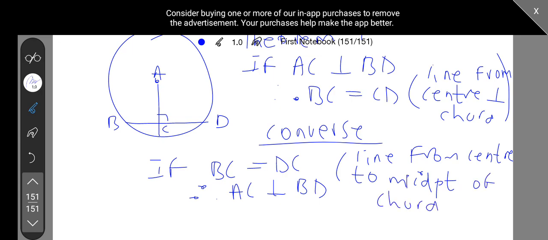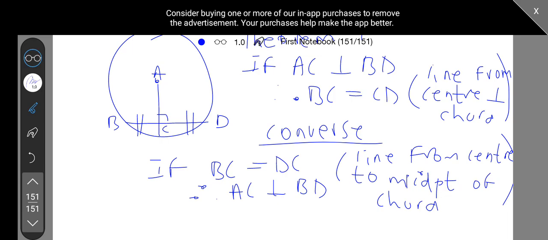So this is the difference between the two. A theorem says a line from center perpendicular to the chord bisects. Therefore, a converse says a line from center to midpoint of chord. So if AC passes through the midpoint of a chord, therefore it is perpendicular to that chord. So make sure you are able to do these things, okay?